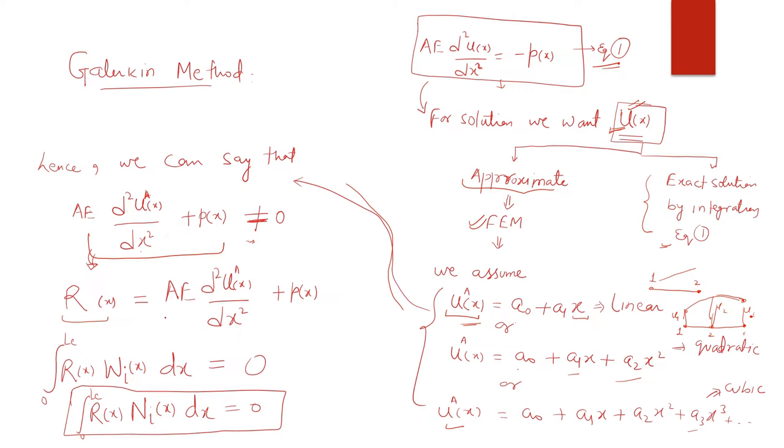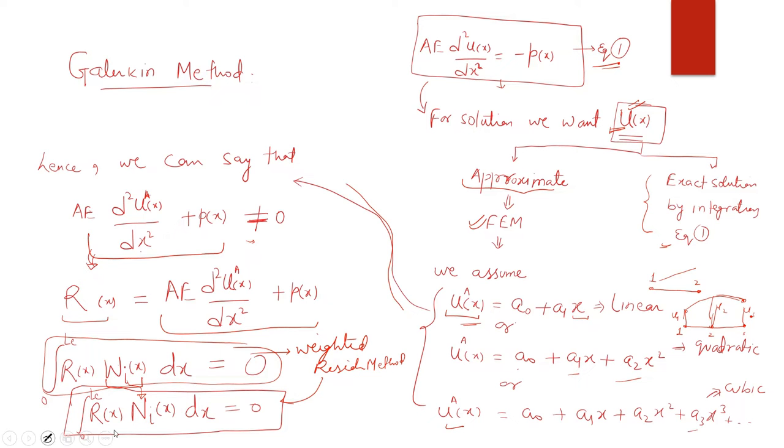That is nothing but the same assumed displacement function, AE d2u/dx square plus P(x). If we integrate it through the element length after multiplying with the weight function, it should equal 0. This is the weighted residual method, and one of the weighted residual methods is the Galerkin method, where the weight function is the approximation function, that is, the shape function itself. Therefore, we replace the weight function with the shape function, integrate through the length, and equate it to 0.